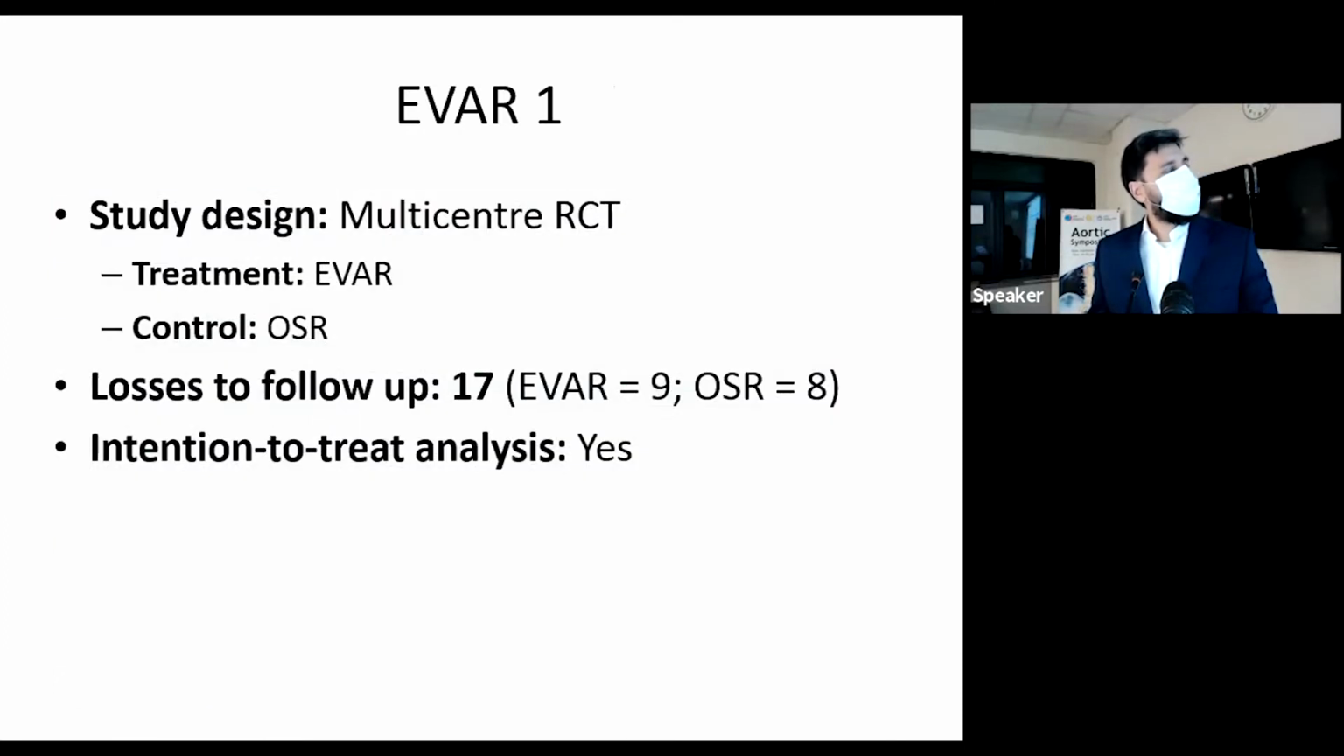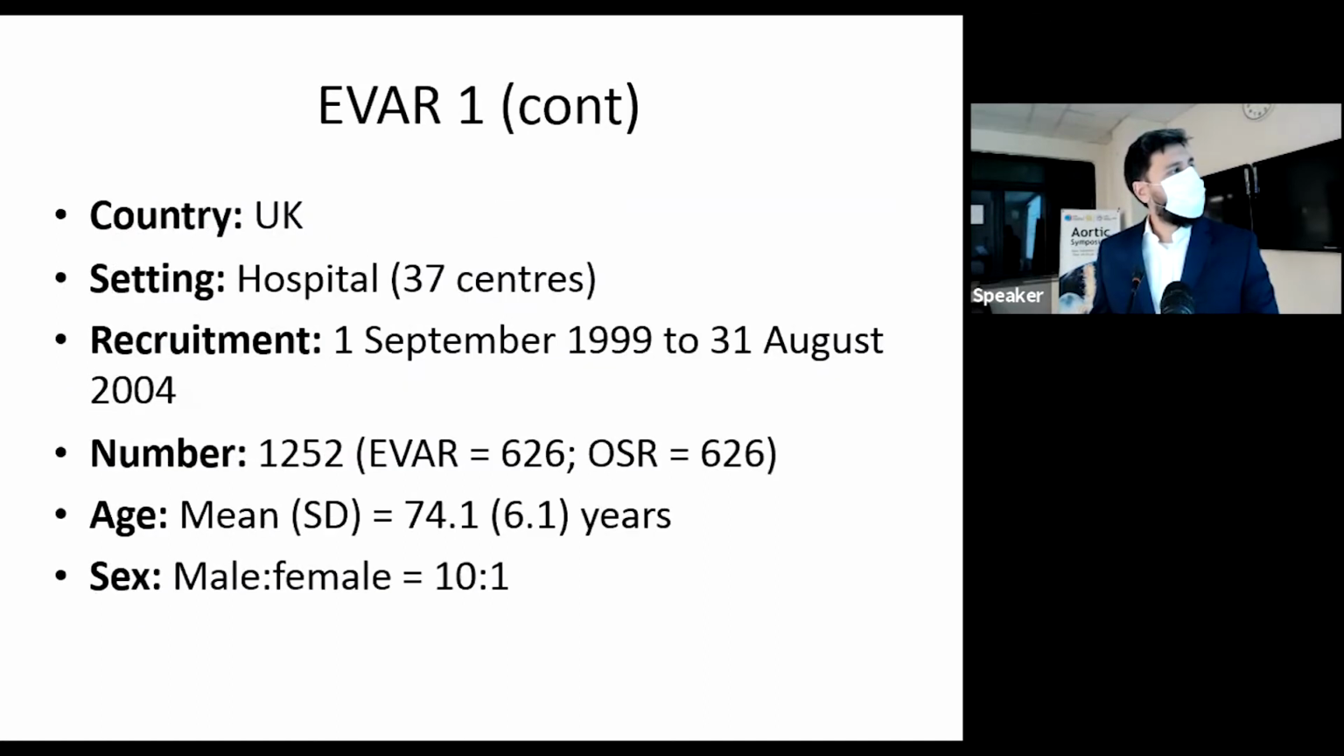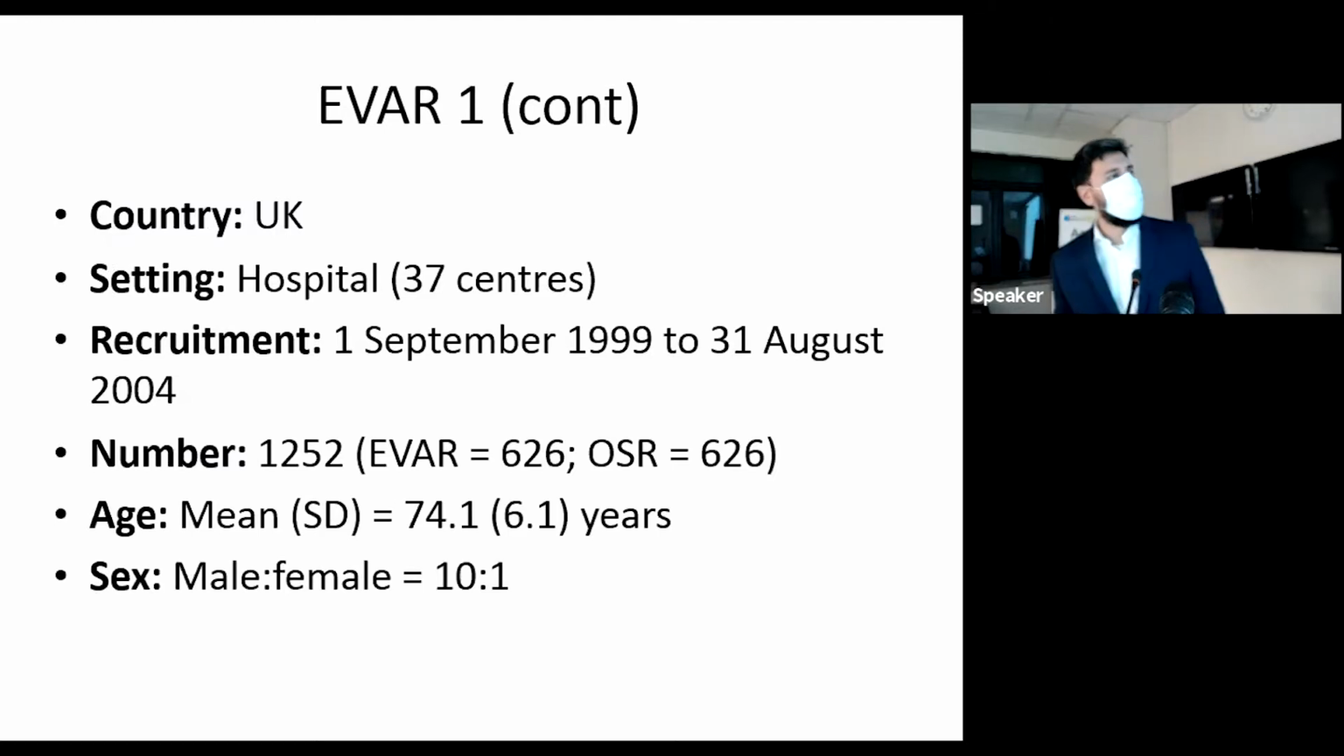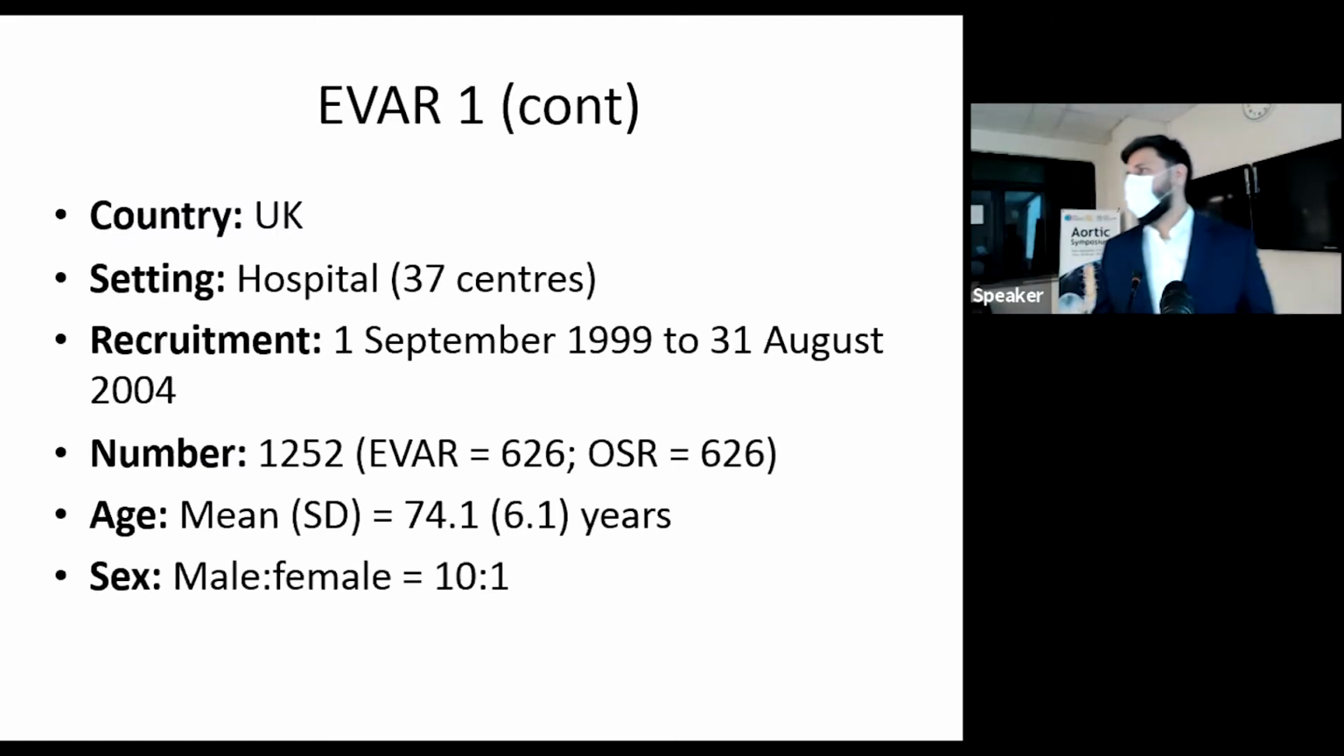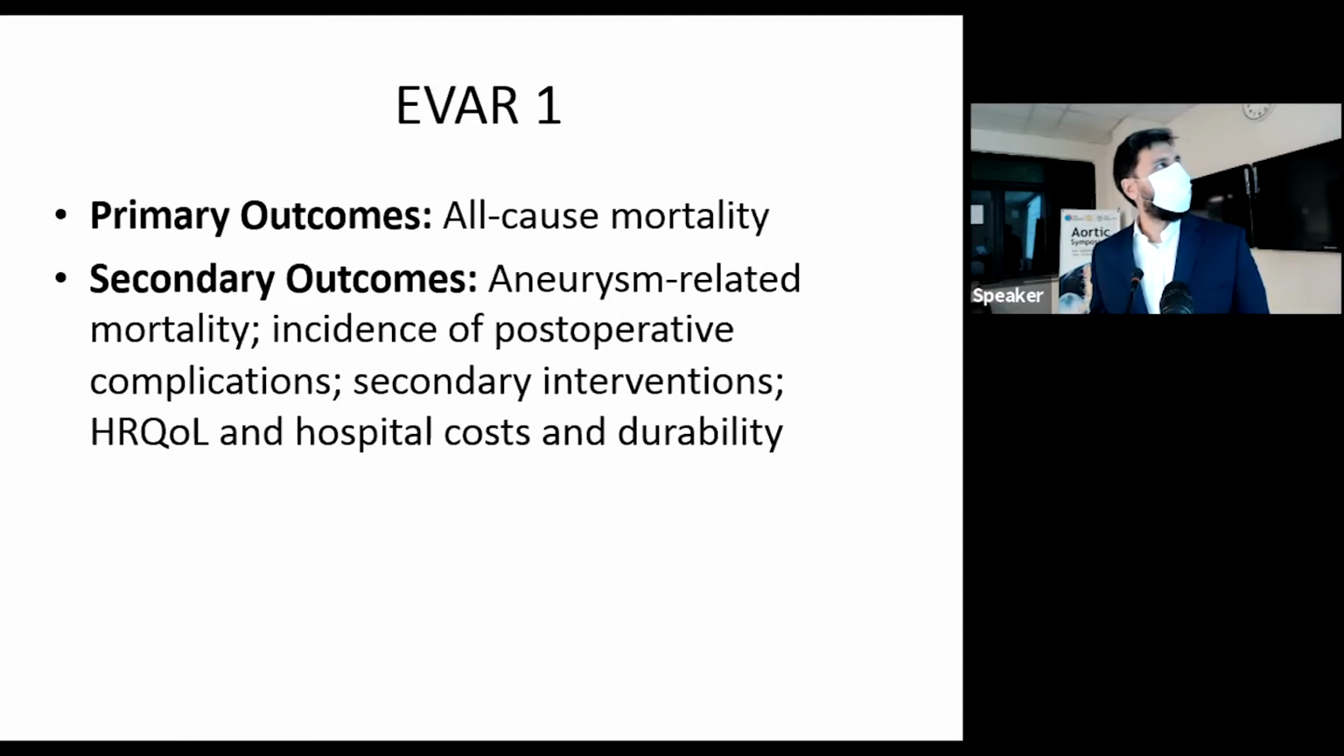It was a multi-center randomized controlled trial, and the main thing I want you to concentrate on is the numbers. 1,252 cases, which were randomized to either EVAR or open surgical repair, about 626 each. And as expected, there were more males than females, which is just how aneurysms present. And the primary outcome was all-cause mortality.